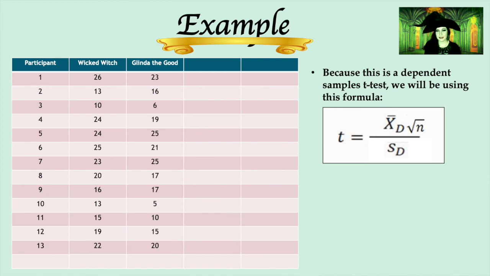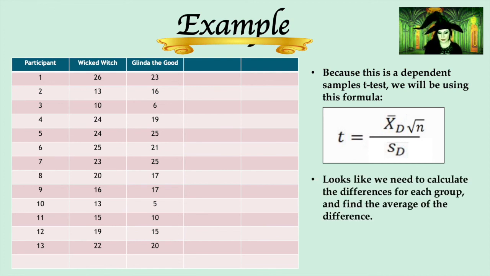Because this is a dependent samples t-test, we will be using this formula: the average of the difference multiplied by the square root of n, divided by the standard error of the difference. Before we get into the intricacies of the standard error of the difference, what we need to do is calculate the difference for each group.